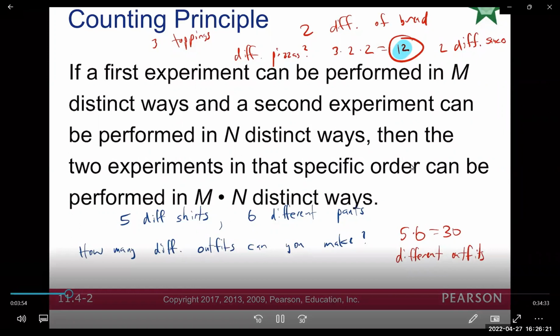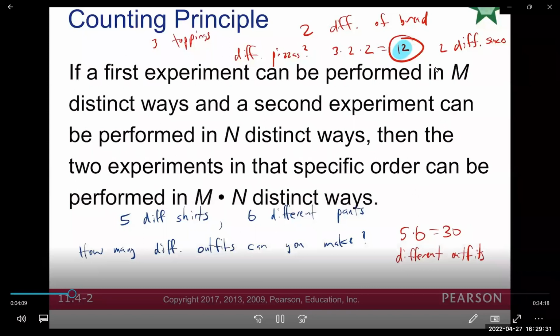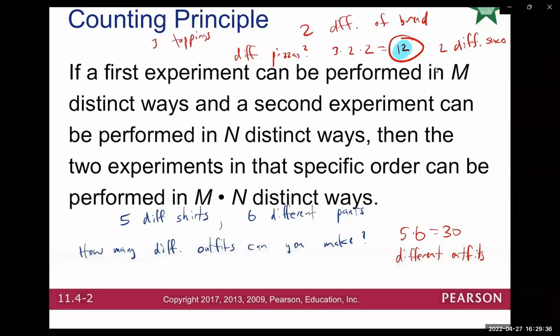So the sample space would be, there's going to be a lot. You could do pepperoni, thin crust, tomato. You could do pepperoni, thin crust, Alfredo. You could do pepperoni, regular, tomato, pepperoni, regular, Alfredo. Then you can do olives, thin crust, tomato, olives, regular, and so on. Basically, you get the idea.